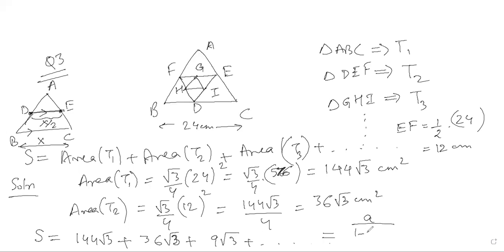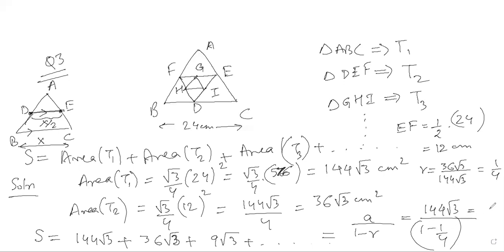Now we know that the sum of an infinite GP is A upon 1 minus R, where A is the first term. So A is 144 root 3 and R is the common ratio. R we will get by dividing the second term by the first term. The second term is 36 root 3 and the first term is 144 root 3. So we get R as 1 by 4. So 144 root 3 divided by 1 minus 1 by 4. Now if we simplify this expression, 1 minus 1 by 4 will become 3 by 4.